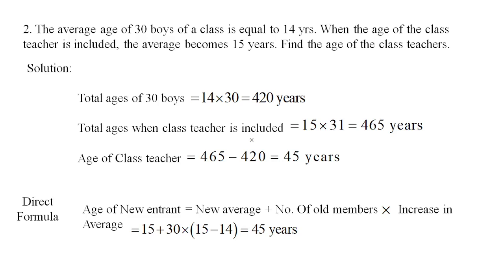Okay, total ages of 30 boys, 420 years. Now there are 30 boys, and thereupon there is a class teacher, and his age is also to be included. Now if we add the age of the teacher, then the average will be 15. Now there are 31 persons including the teacher. Multiplying them, we will get 465 years.